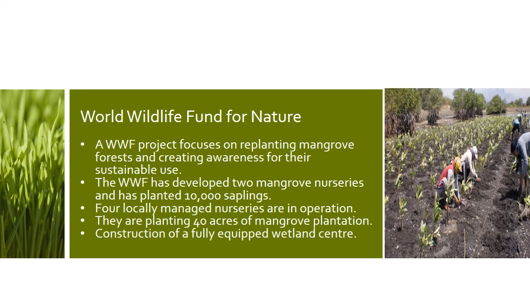The WWF has developed two mangrove nurseries and has planted 10,000 saplings. Sapling means small plants. Four locally managed nurseries are in operation. That is a good contribution, a major contribution. And WWF is also planting 40 acres of mangrove plantations in Pakistan and constructing a fully equipped wetland center. That is a major plan which will be very helpful to conserve mangrove forests in Pakistan.